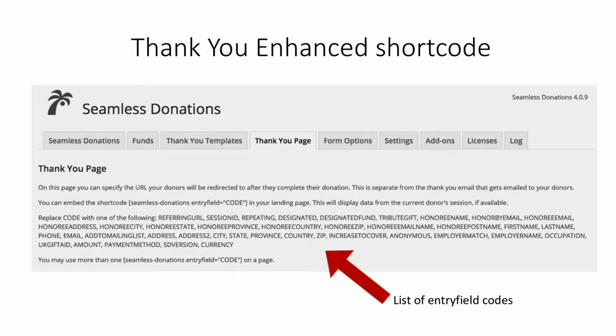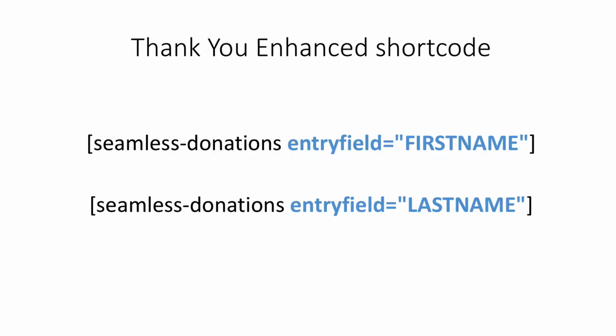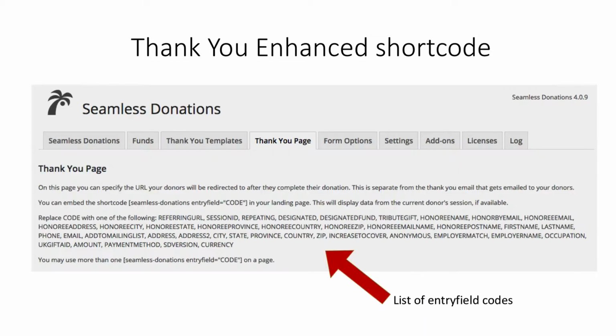So when you come into the Seamless Donations page and you go into the thank you page, once you've enabled Thank You Enhanced, you'll see this long list of entry field codes. So you don't have to memorize them from this presentation. It's also on the Seamless Donations Thank You Enhanced homepage, but you can cut and paste any of these codes right into the Seamless Donations entry field equal code like we've done here. And that is pretty much how to do shortcodes in Thank You Enhanced.